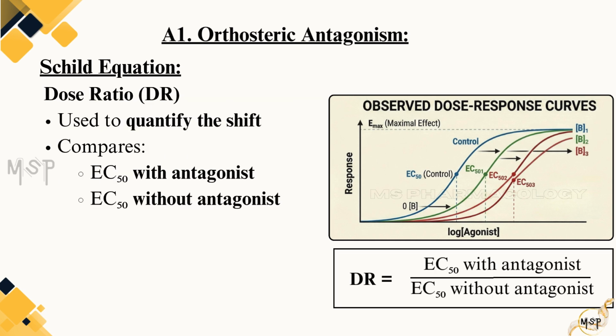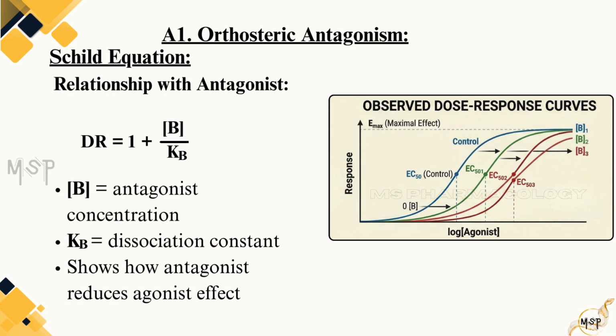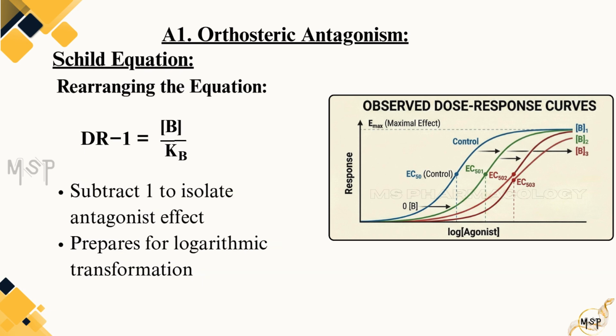To measure this shift, we use something called the dose ratio. In simple terms, the dose ratio compares the EC50 in the presence of an antagonist to the EC50 without it. So it tells us how much extra agonist is needed to get the same response. The bigger the dose ratio, the stronger the blocking effect. Now, mathematically, this relationship can be described like this. The dose ratio equals 1 plus the antagonist concentration divided by Kb. Here, Kb represents how tightly the antagonist binds to the receptor. If we rearrange that, we get dose ratio minus 1 equals antagonist concentration divided by Kb.